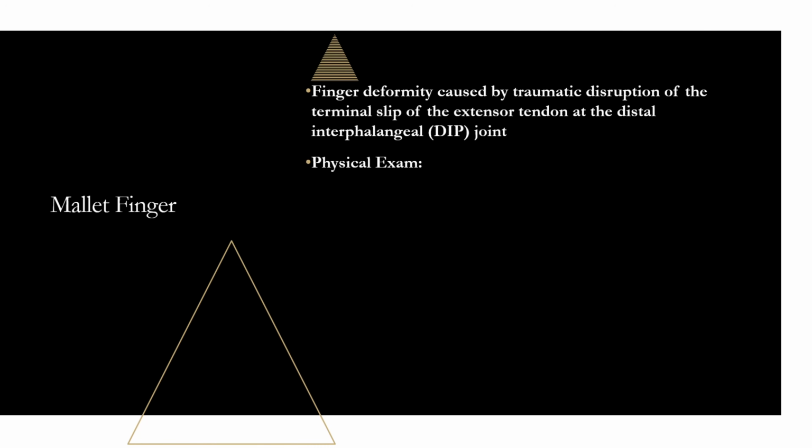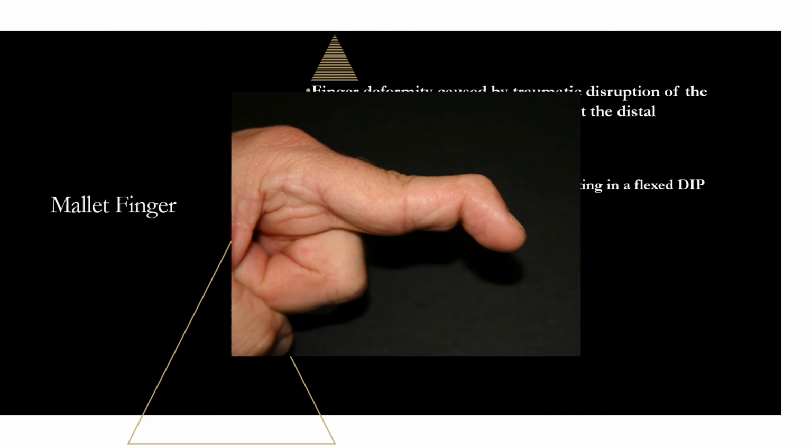Now, in physical exam, you're going to see an inability to extend the DIP joint, and that's going to result in this flexed DIP. We can see what that looks like here. So it's really simple. The patient will have this constant flexion at the DIP joint. It's a pretty exaggerated case, but you're going to see something similar to this. They're not going to be able to extend the finger at that joint. The specific degree of DIP angulation often reflects the severity of the tendon disruption.